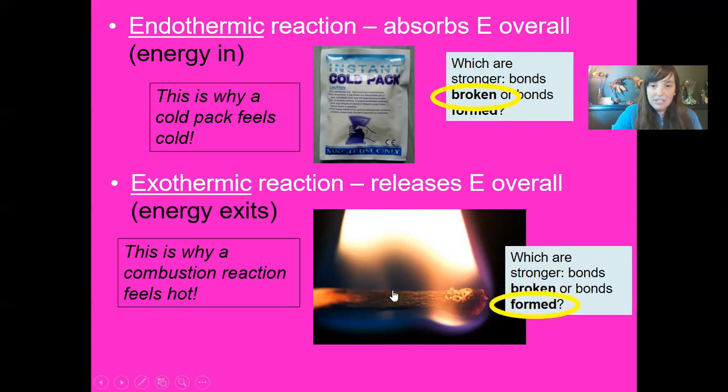In the case of combustion, you're always making carbon dioxide and water. In carbon dioxide, there are 2 sets of double bonds. Those are really strong. That's going to release a bunch of energy.